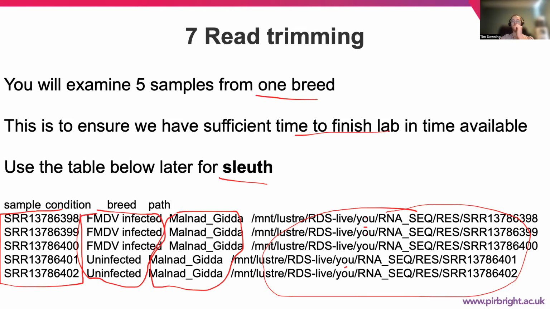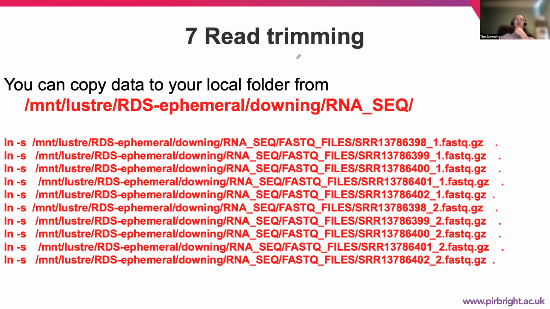So what you do first is copy data from this folder. You might symlink the FASTQ files over because they take up a lot of space. So linking them locally, and the final dot at the end indicates that you're putting them in your current working directory. So you need to set up a directory for this.